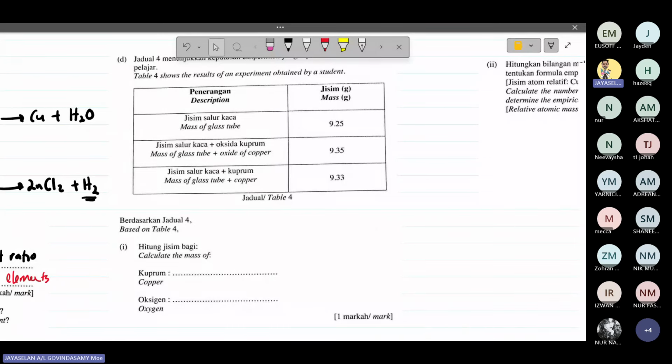Okay, how to calculate the mass of this one. So please remember unit kena letak. Okay, unit kena letak. So what is the mass of copper? Okay, so cancel glass tube, cancel glass tube. So here you have copper, right? Take this value and this value minus lah. So 9.33 minus 9.25, you guys will get 0.08 unit. Jangan lupa letak. Any question?